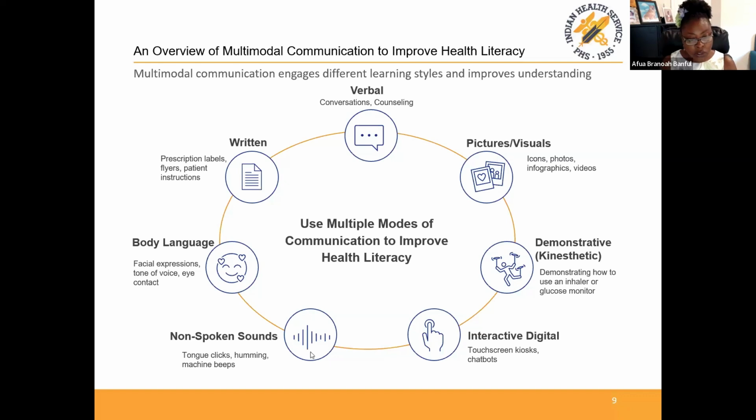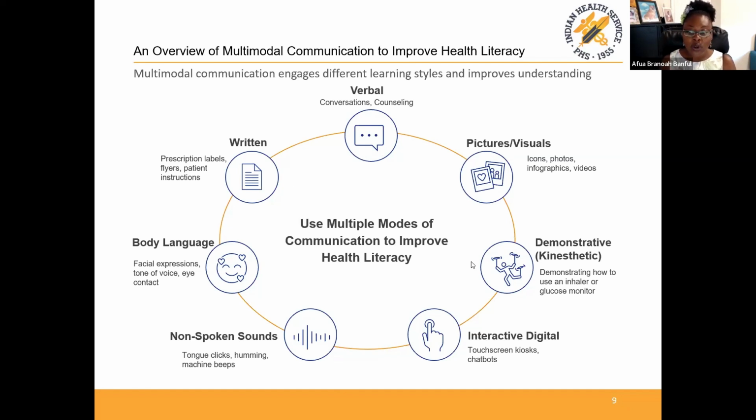And then also non-spoken sounds. So for instance, in my tribe, we use a lot of sounds. Like when you're talking to someone and they make a sound, you know that they agree. If they make another sound, you know that they are not agreeing with you. So these various sounds are all part of the language and all the communication that you may be doing without being quite aware of it.